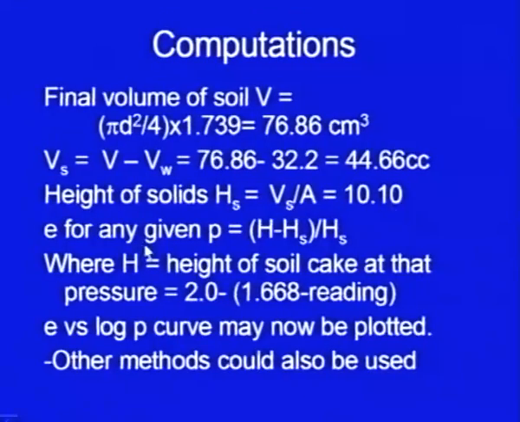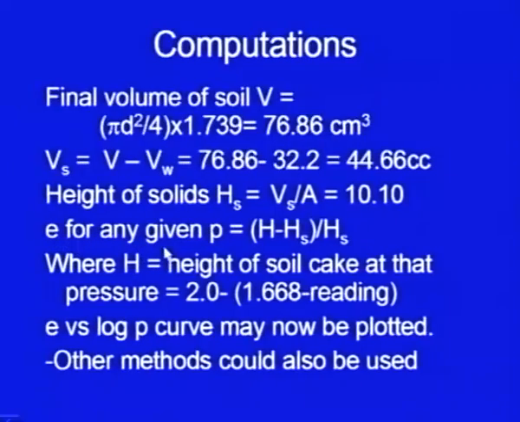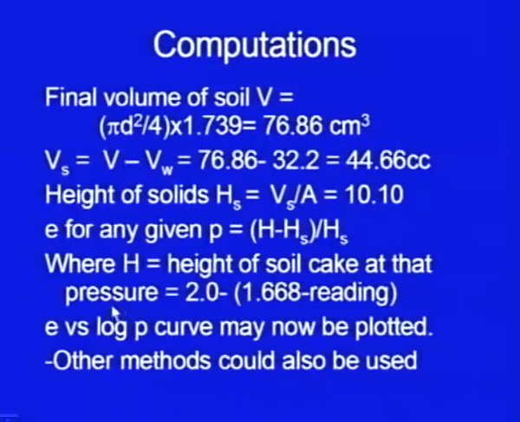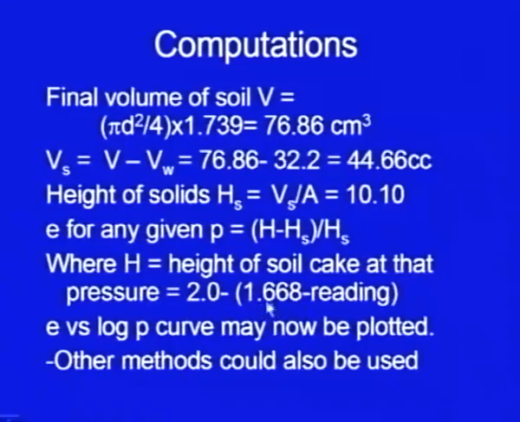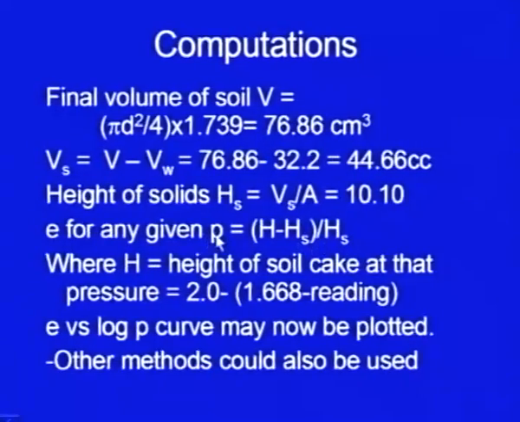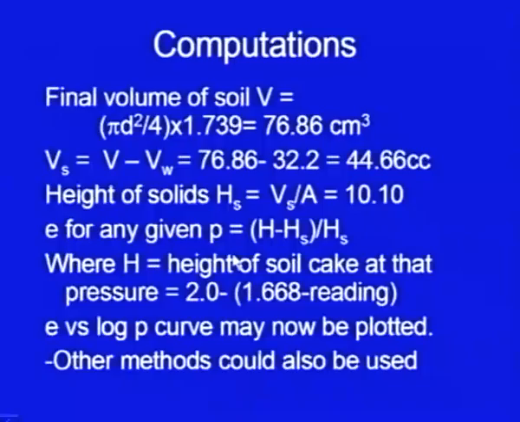10.10 millimeter. Now, you can calculate the void ratio at any given pressure P. That will be (H minus Hs) upon Hs, where H is the height of the soil cake at that particular pressure. That will be the initial height minus the first reading and minus the reading corresponding to that particular pressure P. So, (H minus Hs) divided by Hs gives you e, the void ratio for that particular pressure. You can get different values for different P values. Now, you can get the void ratio and then plot the e versus log P curve.